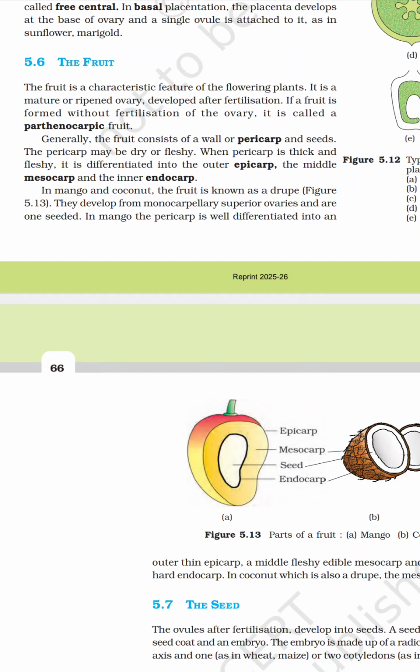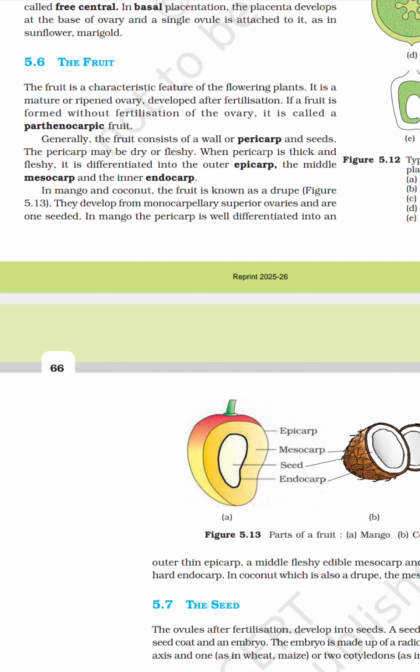In this video, I'll discuss the morphology of flowering plants, the fruit part. After the gynoecium, we'll come to the fruit. Fruit is a very characteristic feature of the flowering plants. Due to this feature, angiosperms are the flowering plants in which the ovary develops into fruit.